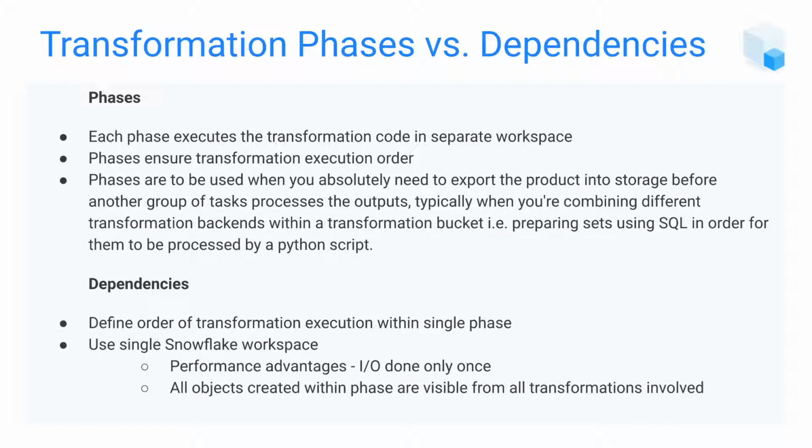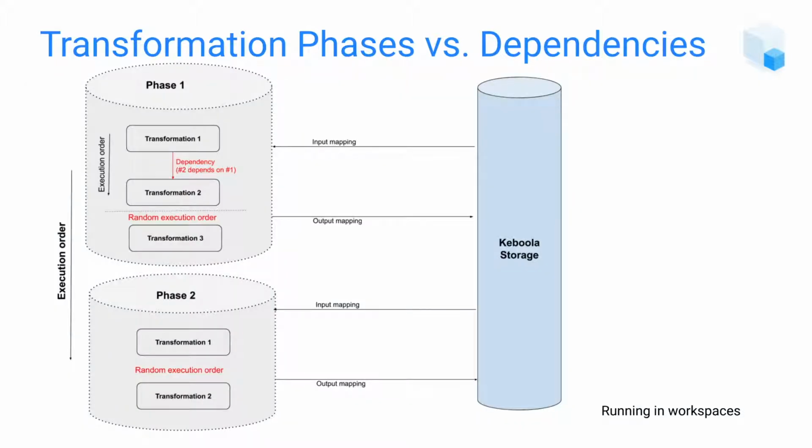In addition to phases, we have dependencies. Dependencies give you control of transformation execution within a single phase. This also gives you performance advantages, as input and output mapping is only done once, and all of the objects created within the phase are visible from all transformations involved. On this diagram, I will explain to you how the phasing and dependencies work.